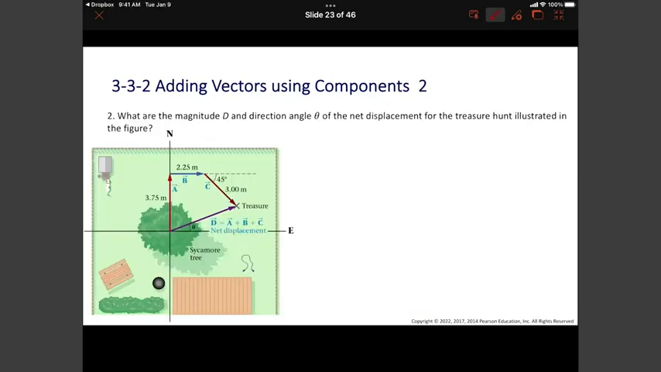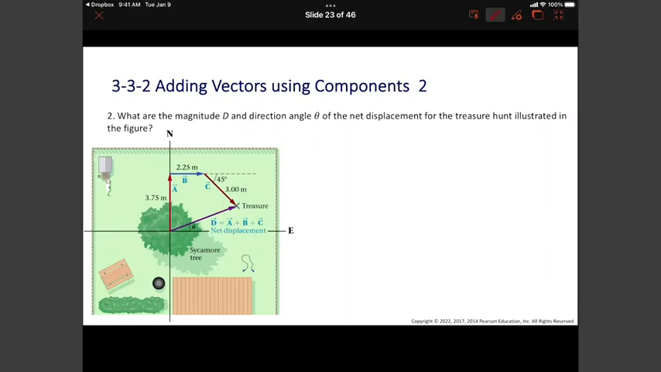What is the magnitude of vector D? So here we are adding three vectors together. We have to find the magnitude of vector D and the direction angle theta of this net displacement for the treasure hunt. So now we have three vectors in this problem: A, B and C. Before finding the vector D, we need to find all the x and y components of these three vectors.